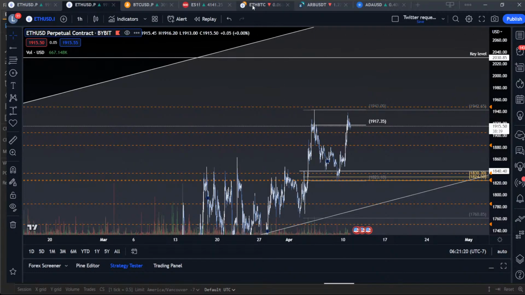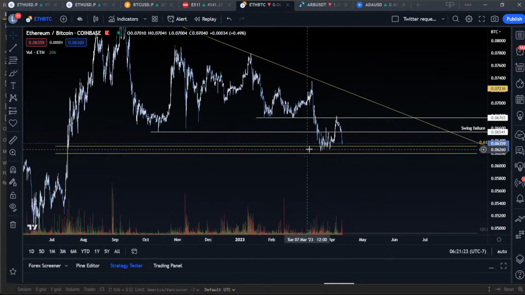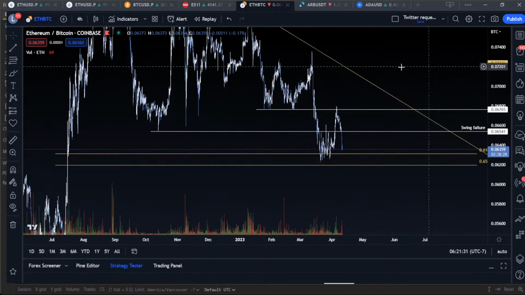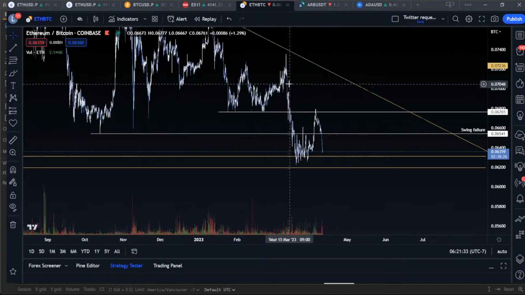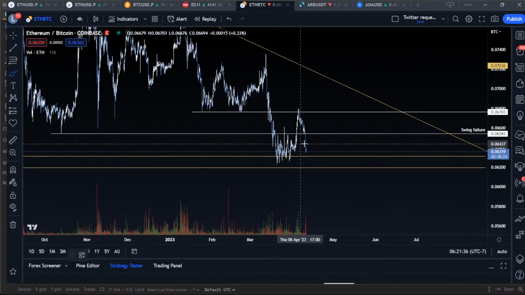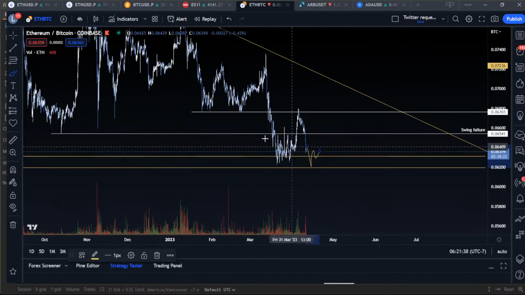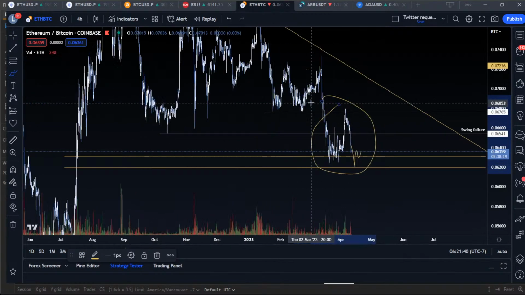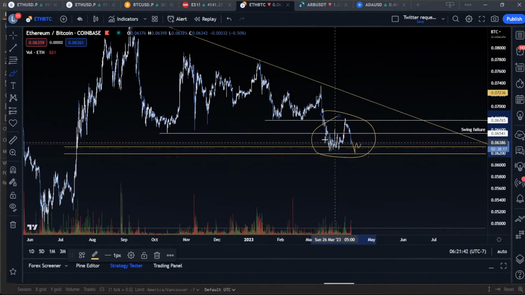As far as the ETH BTC pair goes, we did have a nice impulse off this level. We're coming back to retest it, which on a high time frame isn't really a big deal. Nothing here on this pairing is invalidating a high time frame bullish thesis on ETH. But it'd be interesting if we broke this down, of course.